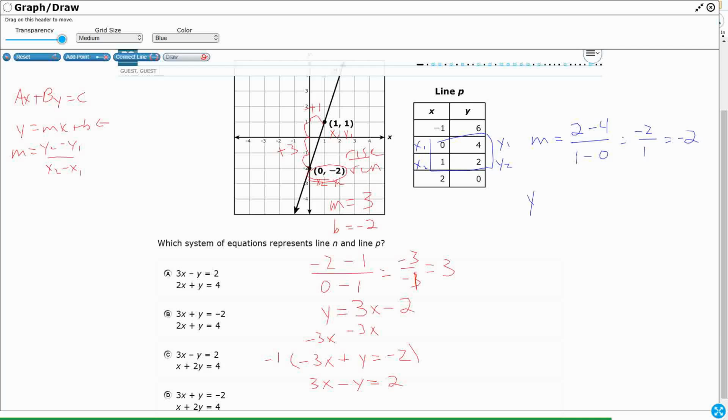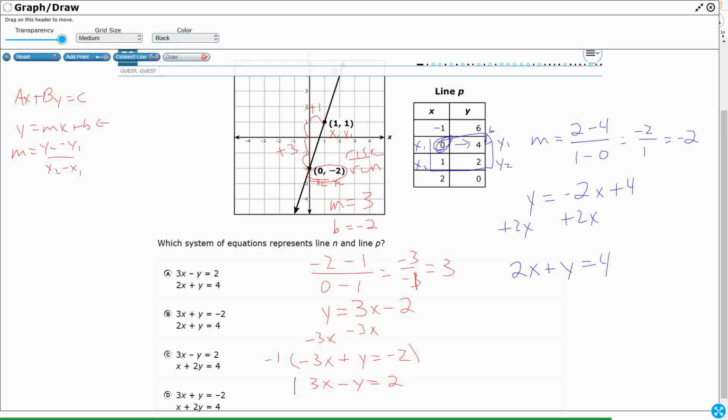All right, so y equals, my m is negative 2x. Once again, I could plug these numbers in, but if I've got an x of 0, then that right there is my b. There's no need to calculate that. It's going to be a 4. Negative 2x plus 4, same thing. Let's get that x over here, add 2x to both sides. My 2x is positive, so we're good there. Plus y equals 4.